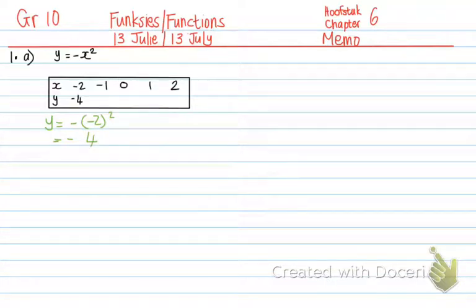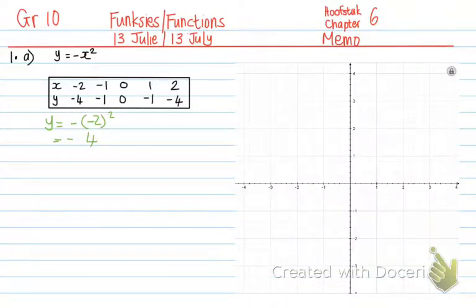And so I do that for each of those x values, and I get negative 1, 0, negative 1, and negative 4. Then I draw my set of axes. Remember to draw it the correct size, not too big, not too small. The units on the y-axis should be 1 unit for every line in your book, and the x-axis should be 1 centimeter apart.